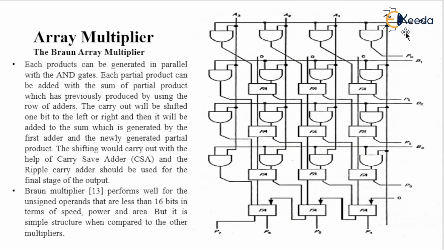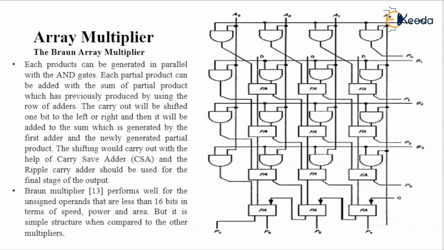And similarly, B naught in horizontal form, B1 is given to all the AND gates, B2 is given to all the AND gates, B3 is given to all the AND gates. So here the individual term product is working with the help of AND gates.